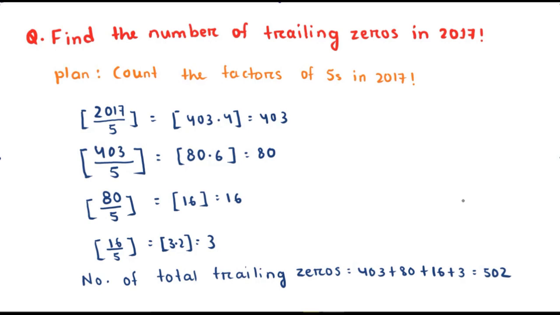And again, the multiples of 125 produce extra 16 more zeros. As you can see, 125 times 8 is equal to 1000, which has 3 trailing zeros. But we have calculated only twice in our previous calculations, once in 403 and once in 80. So 16 more zeros will be added. And finally, the multiples of 625 will add 3 more trailing zeros on top of all that. That gives us a total of 502 trailing zeros. So there we have it. 2017 factorial has 502 trailing zeros.